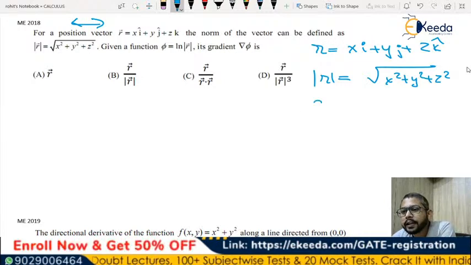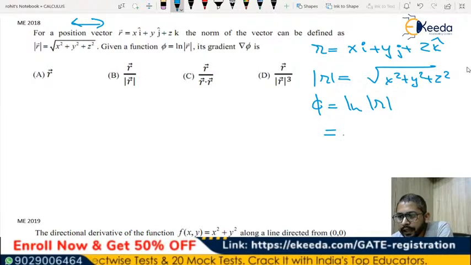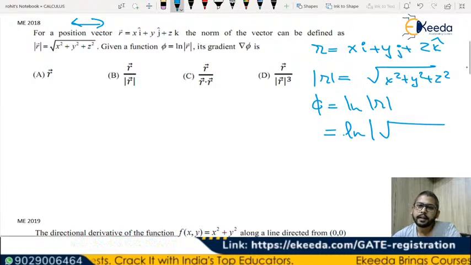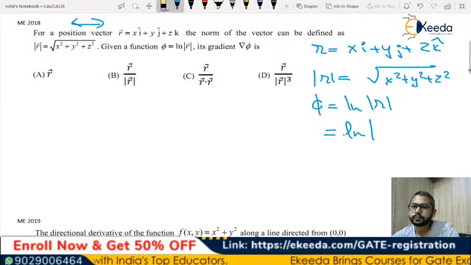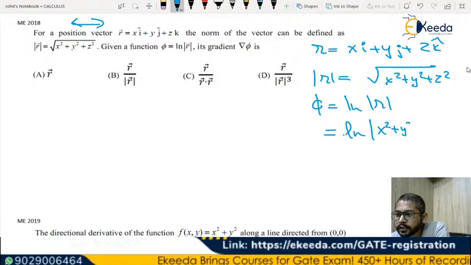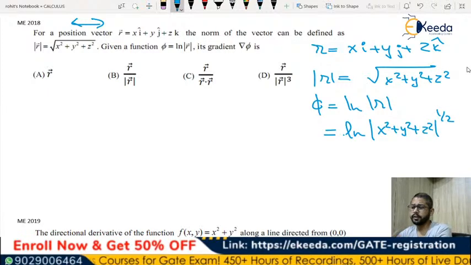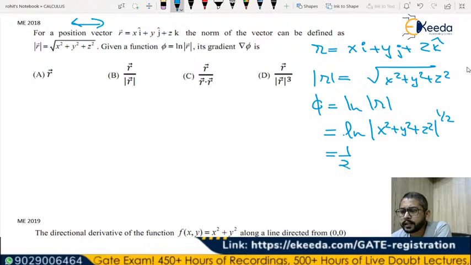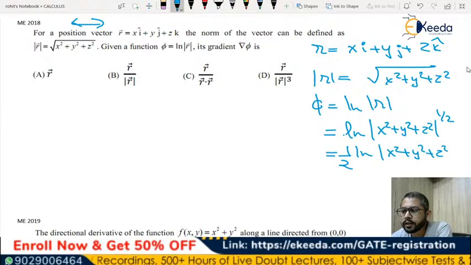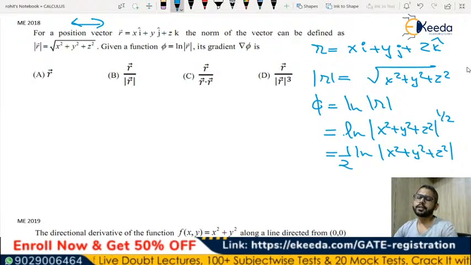So what is this phi? This phi is ln of R. Can we write it as ln of under root of, or instead of under root, is it okay if I write it like this? X square plus y square plus z square to the power of 1 by 2. It is fine. And I'm taking this 1 by 2 outside. So I'm writing it 1 by 2 ln of x square plus y square plus z square. Just for my sake, maybe I'll need less calculations and differentiation.